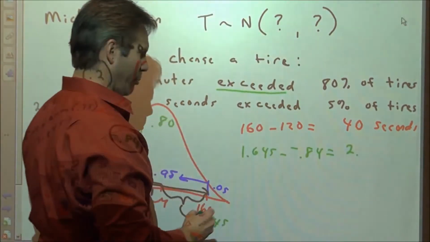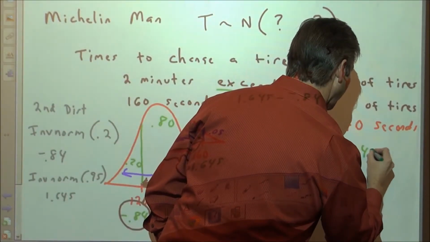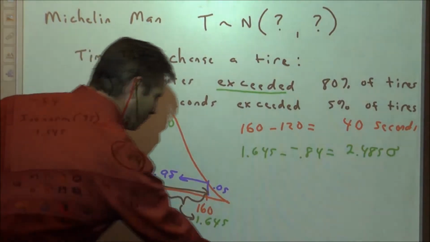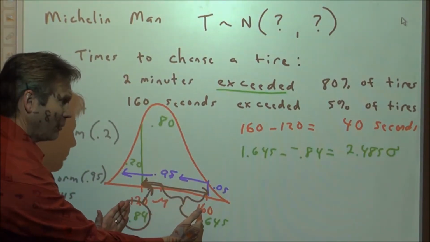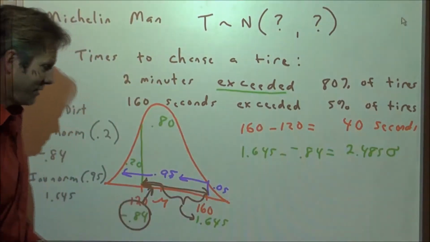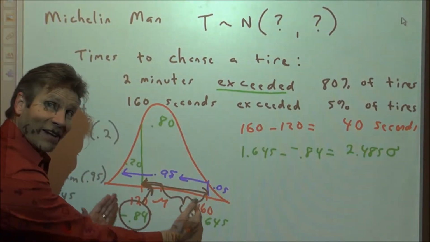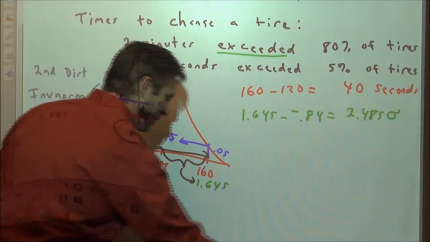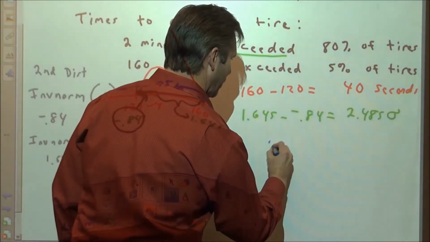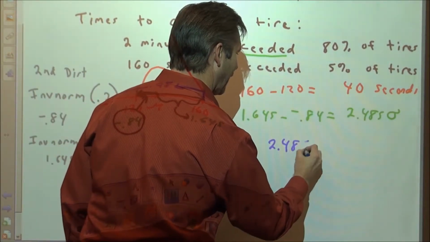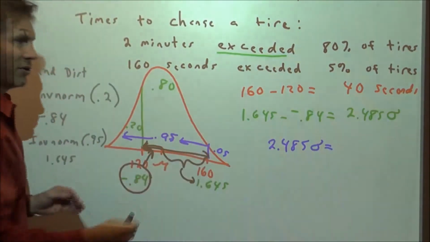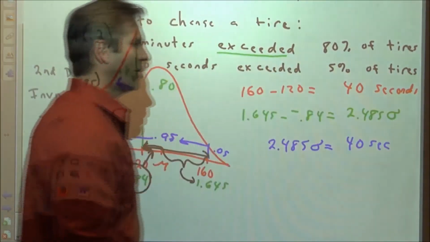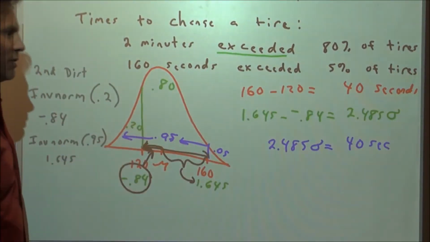So this would be, what, 2.485 standard deviations apart. So what we know is the difference between these two times is 40 seconds, and that equates to being 2.485 standard deviations apart. So the next to the last step in this process is to say, well, then it must be true that 2.485 standard deviations, the distance apart in terms of z-scores, must be equivalent to 40 seconds, the distance apart in terms of seconds, time, units in this particular problem.